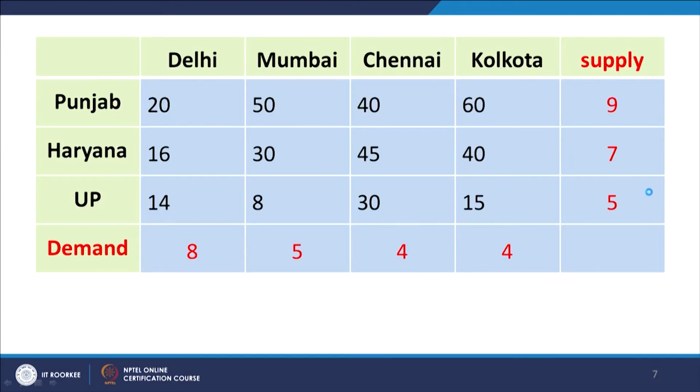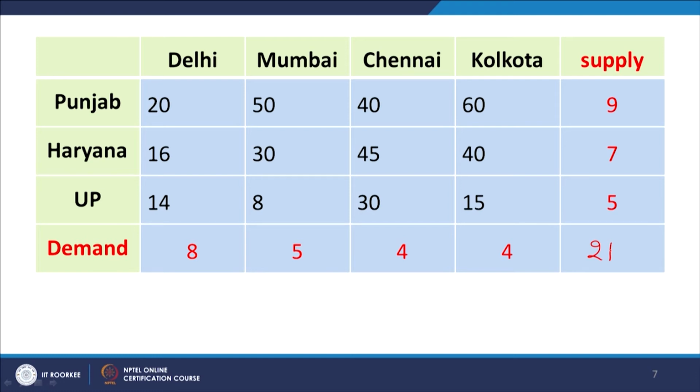So, we now have to solve this problem, that is, we have to obtain its BFS using the northwest corner rule. First of all, we need to check whether this is a balanced problem or not. So, we add up 8 plus 5 is 13, and 4 and 4, and compare with 9, 7 and 5. Both give us the value 21, which means that this is a balanced transportation problem.